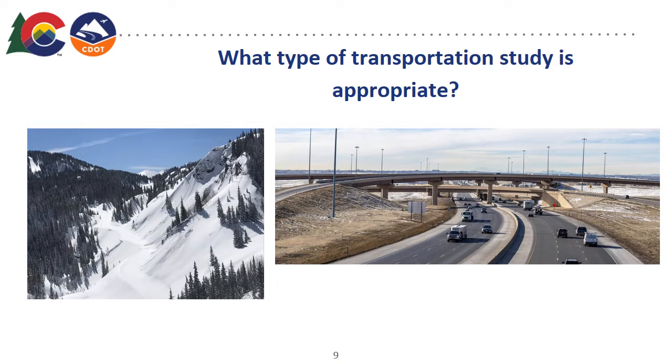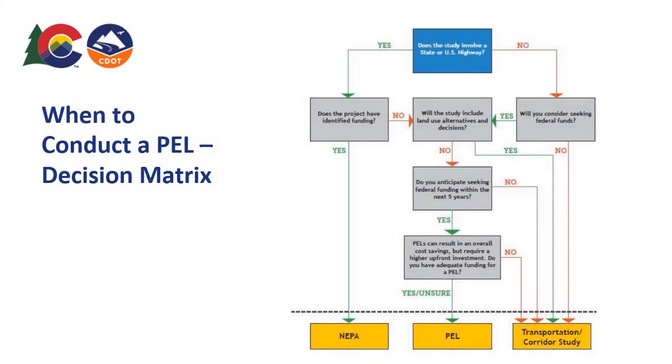So what type of transportation study is appropriate? We have created a little flowchart or decision matrix, as we call it, to help answer that question. In Colorado, CDOT and FHWA Colorado Division came up with this flowchart to help make decisions of whether or not to conduct a PEL study.